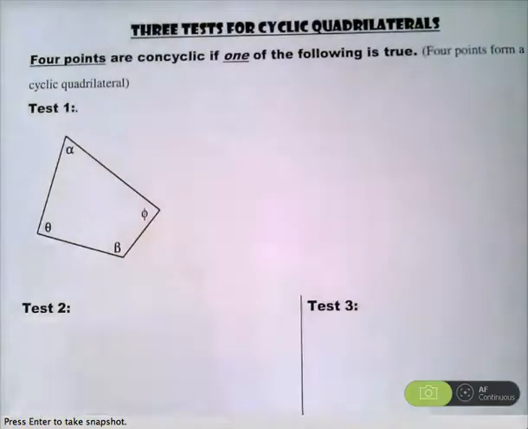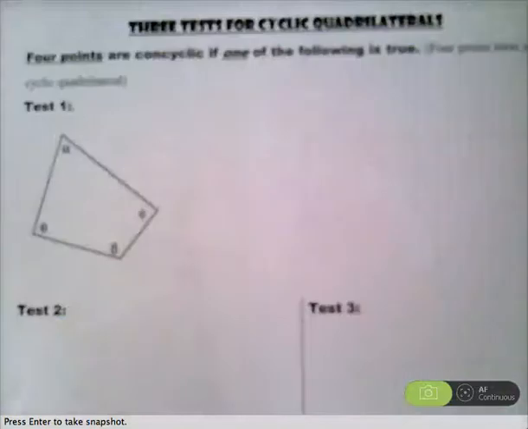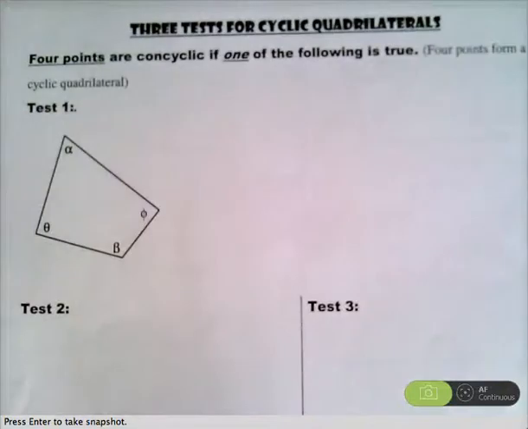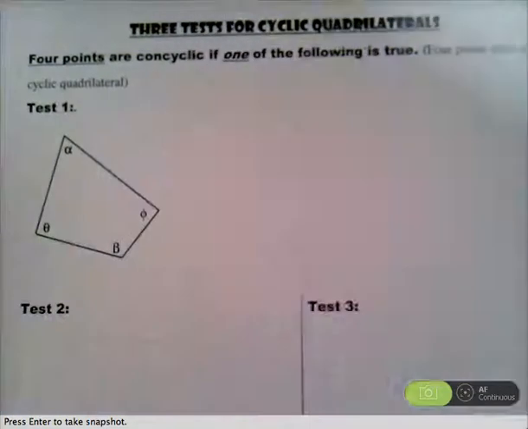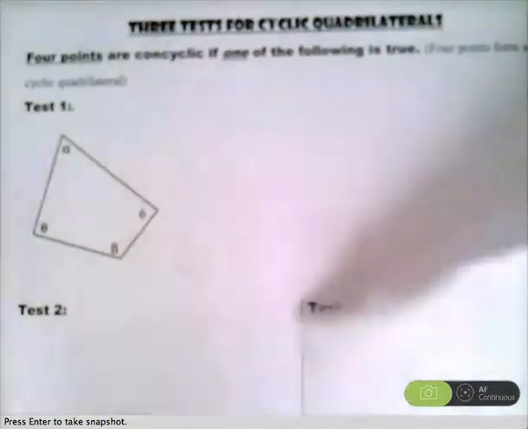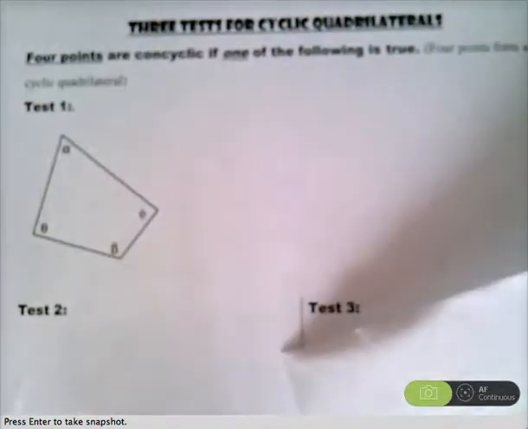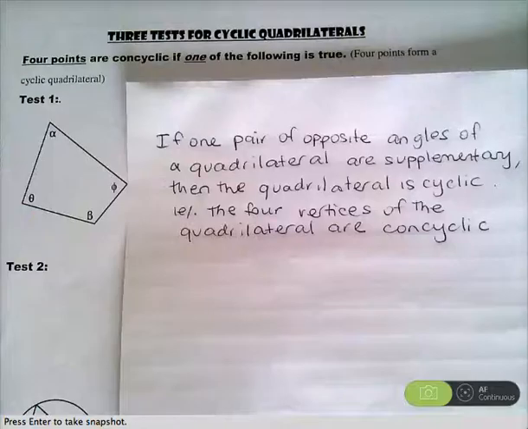Okay, what we're going to do is firstly look at the 3 tests for cyclic quadrilaterals. We did briefly speak about these today in class, but we're going to formalize them now and write them down. This is the first test here. Four points are concyclic if one of the following tests is true. We did discuss this test today because it was the converse of one of the theorems. Now, here is the first test.